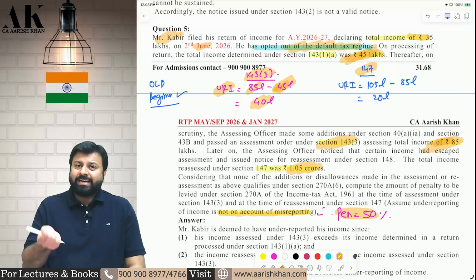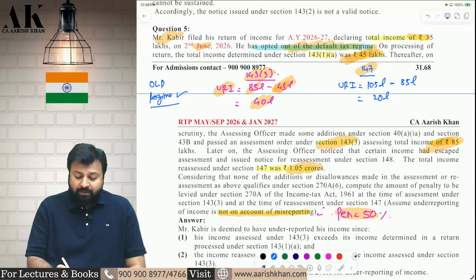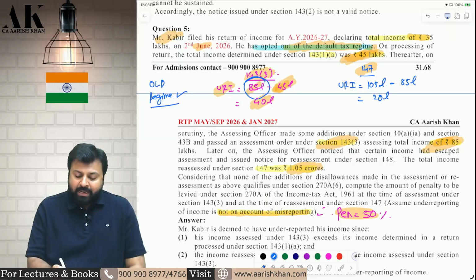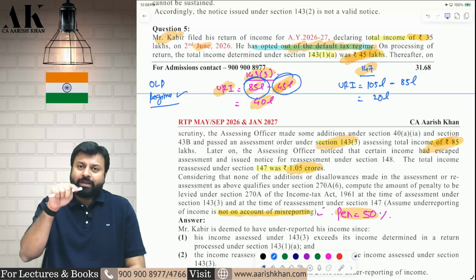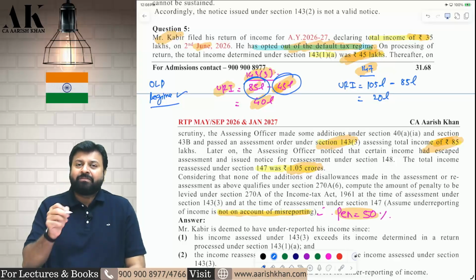Now will I compute tax directly on 40 lakhs? No, never compute tax directly on 40 lakhs. First compute tax on 85 lakhs. When you compute tax on 85 lakhs, you have to apply surcharge of 10%. And then compute tax on 45 lakhs. When you compute tax on 45 lakhs, no surcharge. And then cess, and then you will apply 50% penalty.